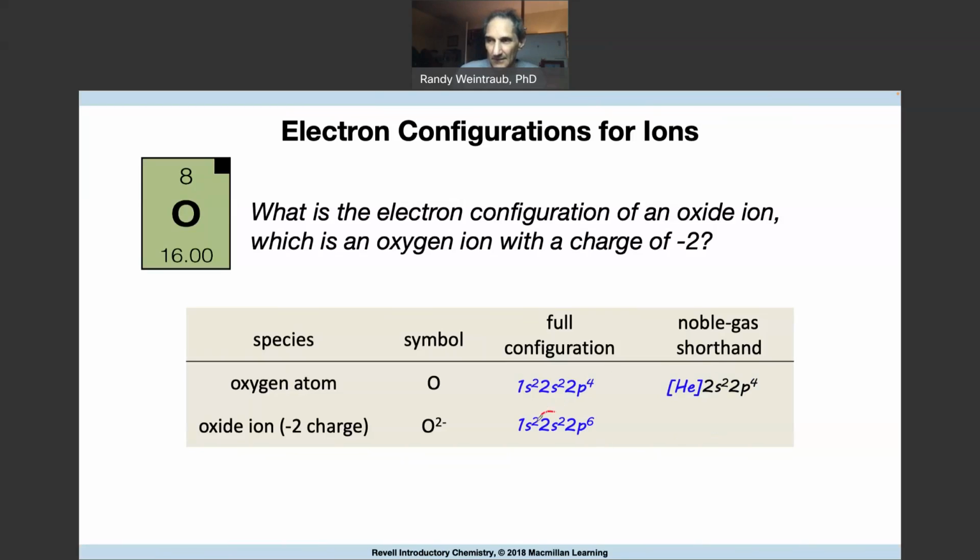Now we have an octet in the valence shell. And with the noble gas shorthand, it also has an electron configuration the same as neon. So it has gained 2 electrons, and that's the reason why it is a 2- anion.